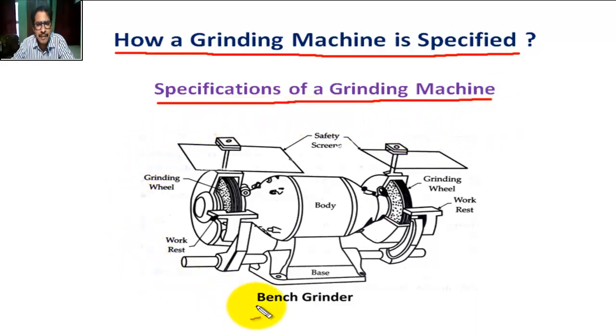This is the sketch of a bench grinder. This is the grinding wheel. This is work rest. This is the spindle of the grinding wheel.